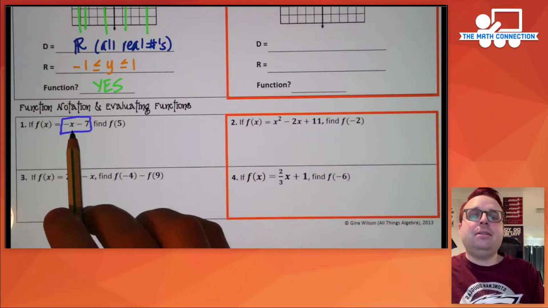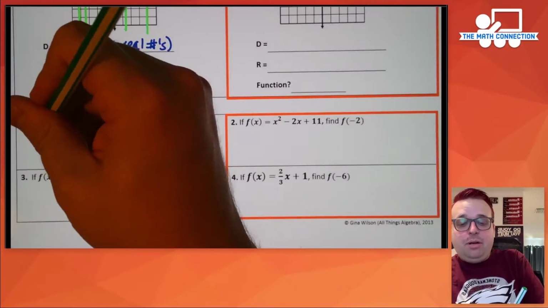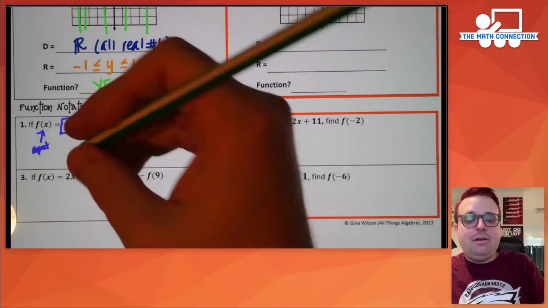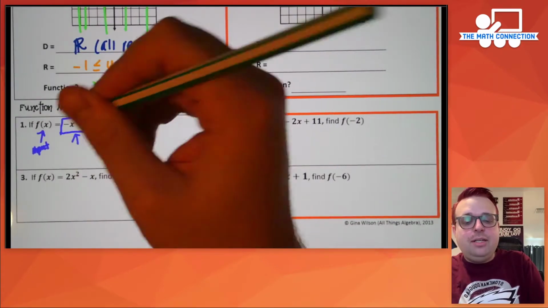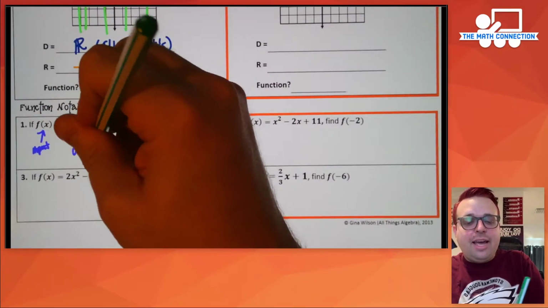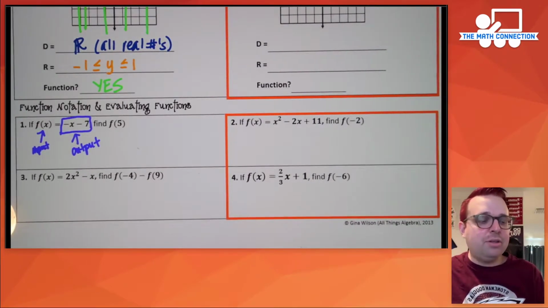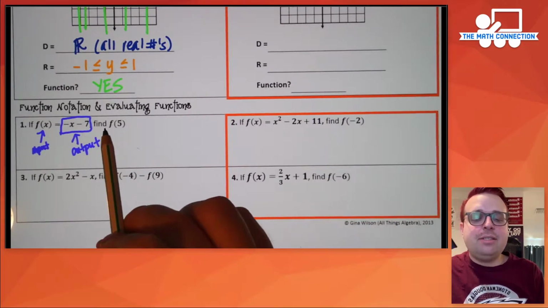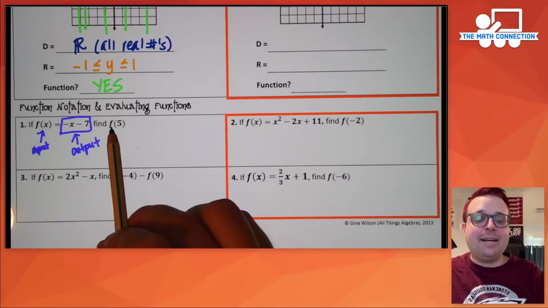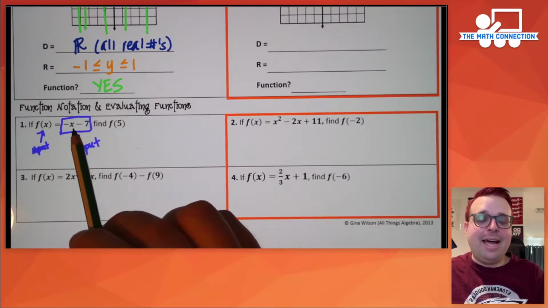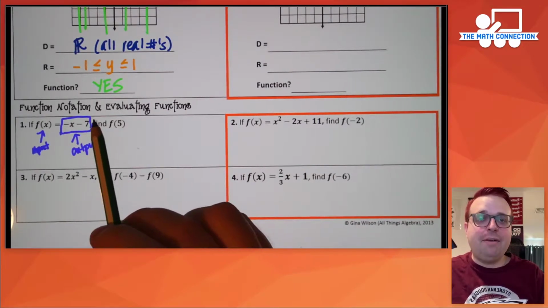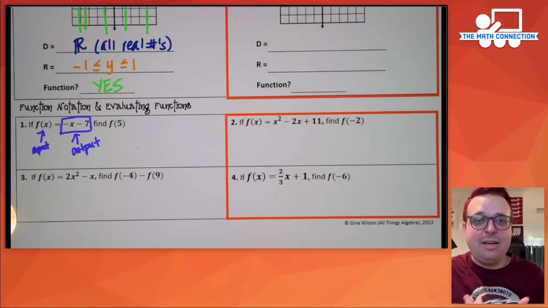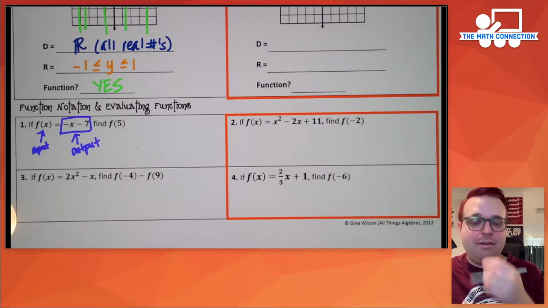Another way to look at this is like an input. Whatever value you plug into there is going to allow you to substitute it into this rule and get an output. That's the whole idea behind functions. So let's figure this out. This says find f of 5. So this means instead of x, we're going to have 5. Anytime you see an x, you're going to substitute a number 5. And since this function only has one variable, you'll be able to solve that and get a number, and that's the output that goes with 5.